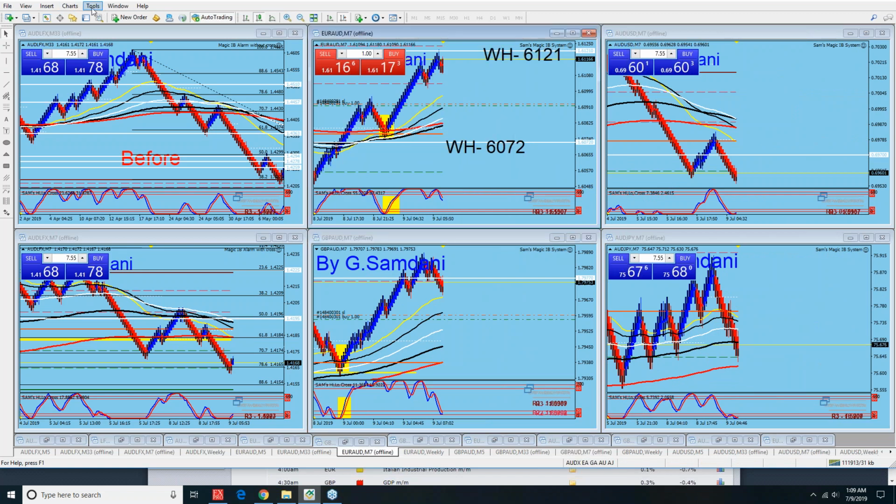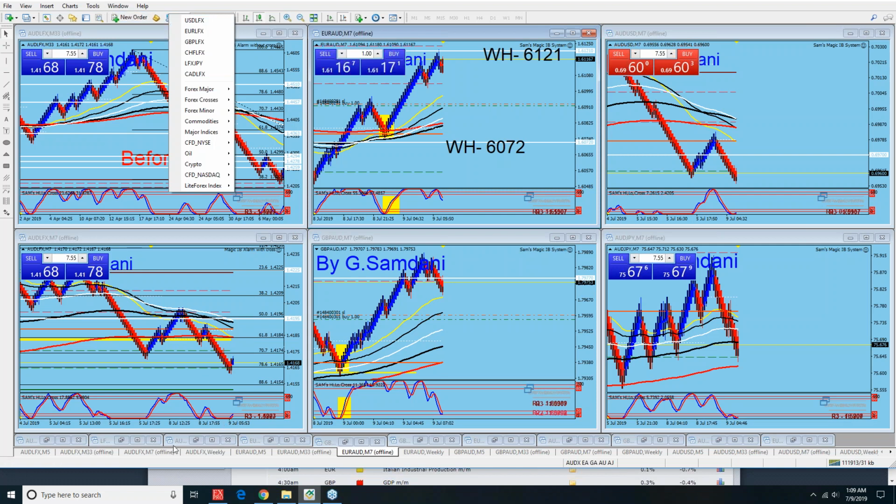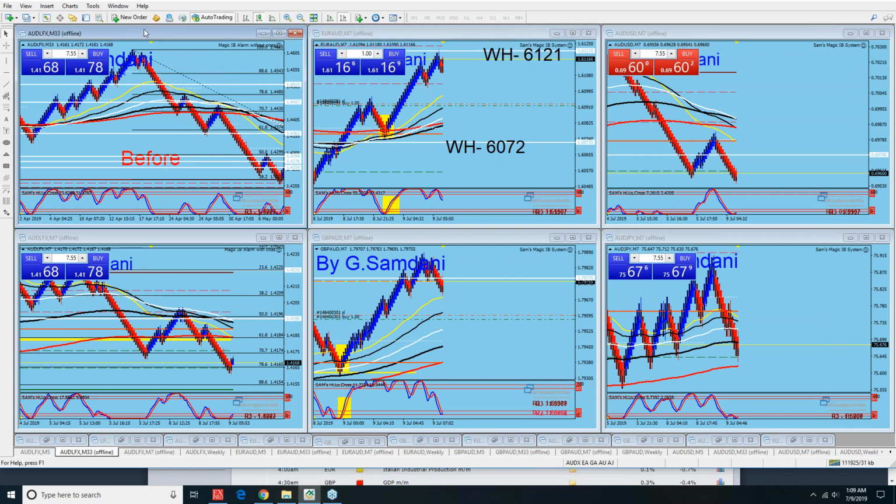Just go and tile, use this window, and then tile windows. All the windows, like you have 16 windows, they all come up as small windows, right? Then you minimize the irrelevant windows and leave the ones that you want to see, and then tile the windows again, and they will come up like this.